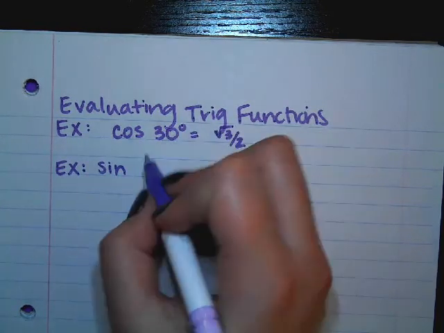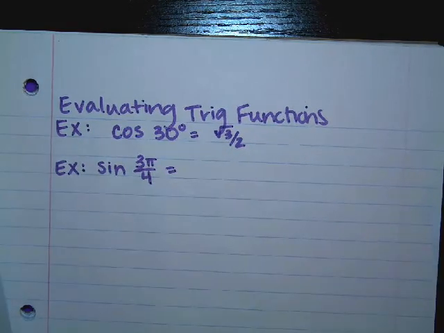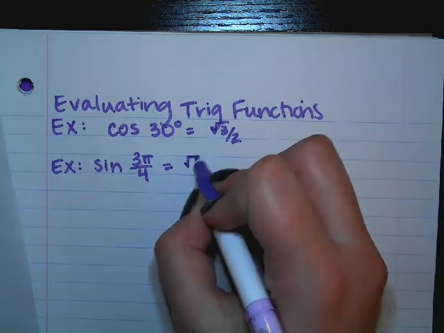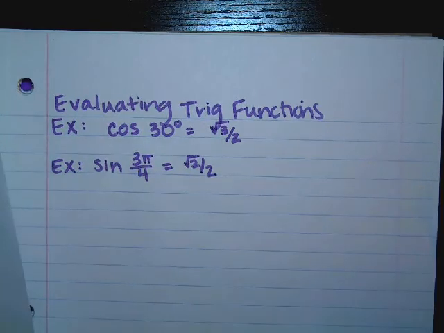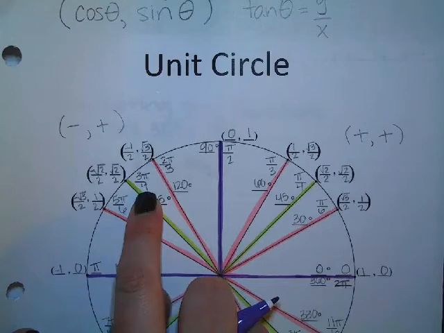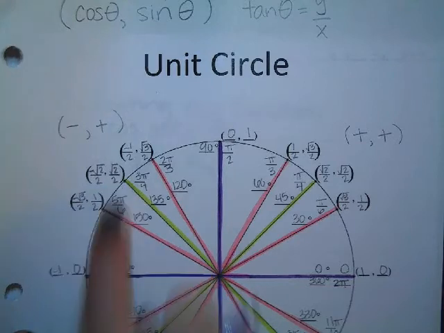Sine of 3 pi fourths. Okay. I'm going to find 3 pi fourths. And then because this is sine, I'm going to look at the y coordinate. So my y coordinate is root 2 over 2. We get it? So 3 pi fourths. It was sine, so I look at my y coordinate. Root 2 over 2. Okay?